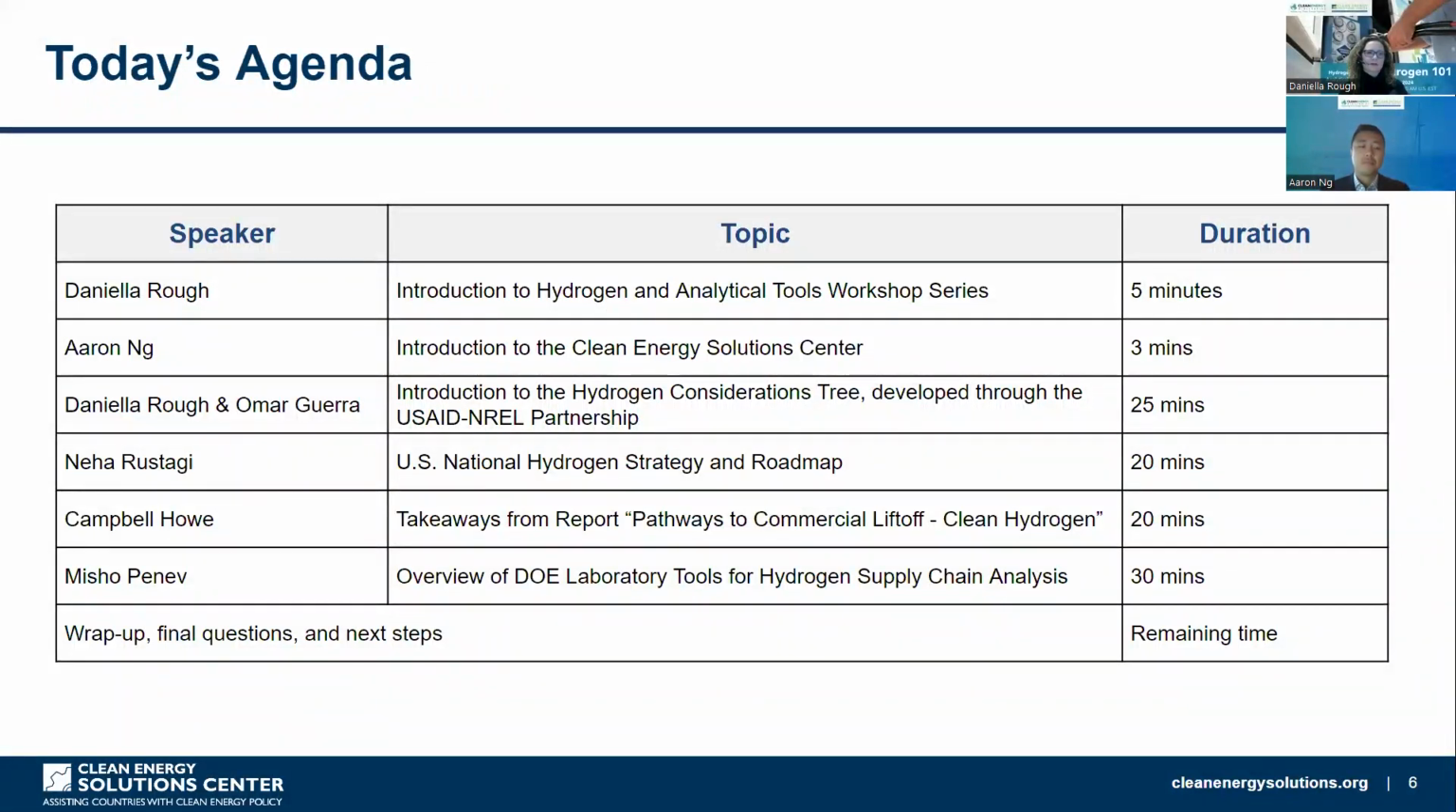We have Neha Roustagui, who will be presenting the U.S. National Hydrogen Strategy and Roadmap. And then we'll have Campbell Howe present takeaways from the pathways to commercial liftoff of clean hydrogen in the United States. And then, last and certainly not least, we'll have a presentation from Misho Penev, who's going to be giving an overview of different Department of Energy laboratory tools for hydrogen supply chain analysis.